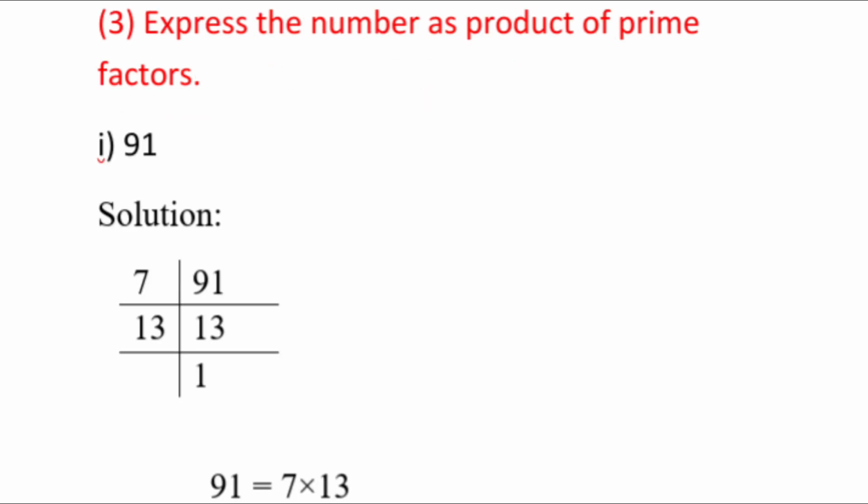Question number 3. Express the number as a product of prime factors. The number is 91, and 91 is equal to 7 multiplied by 13. That is, 13 sevens are 91. 7 and 13 both are prime numbers, and 91 equal to 7 into 13 is the product of prime factors.